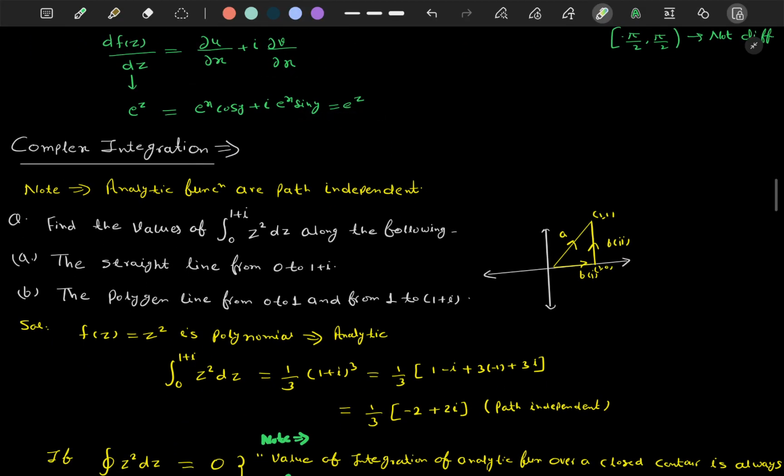Now complex integration. We will now study complex integration.